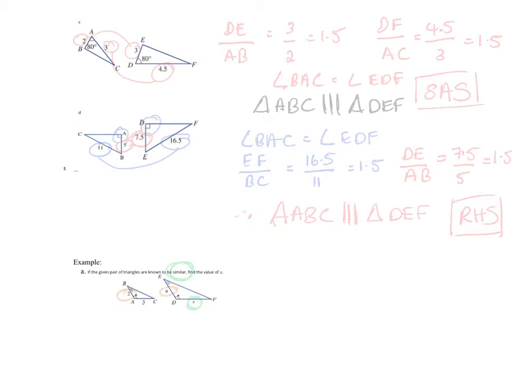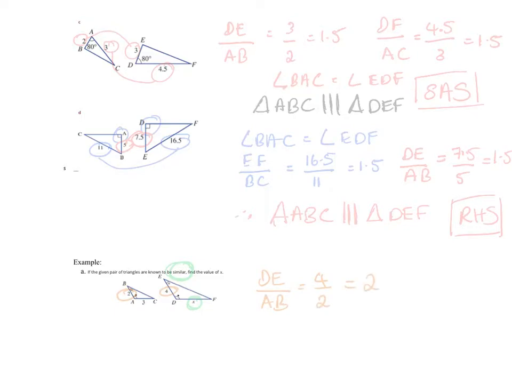Now to go from the smaller to the bigger, I'm timesing by 2. How do I usually work out that scale factor? I say the bigger triangle, which in this case was DE, over the corresponding side in the smaller, which is AB. And so that's 4 divided by 2, which is 2.